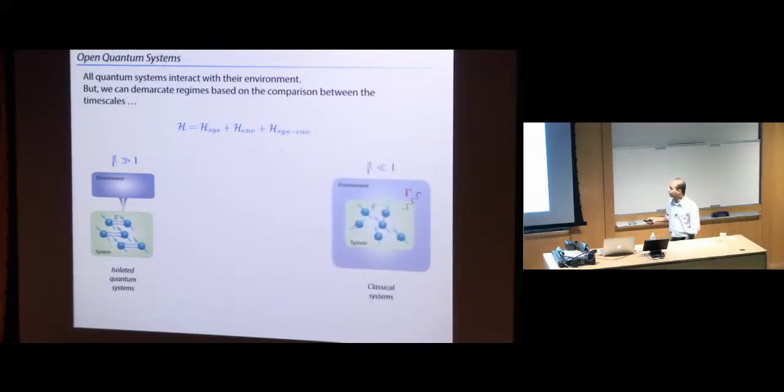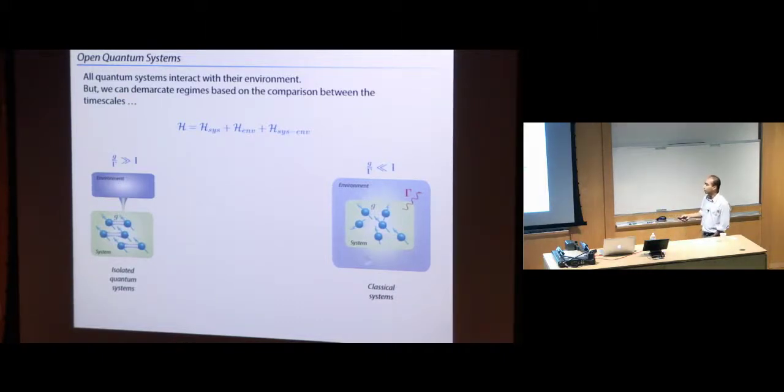On the other extreme, the system interacts and thermalizes so rapidly with the environment that we are now in the opposite extreme, where the intrinsic rates are very, very small compared to the thermalization rates. We would say this is the regime of classical systems, where the quantum dynamics, while it exists, is actually occurring on a time scale that's very, very slow compared to any kind of thermalization or decoherence mechanism.